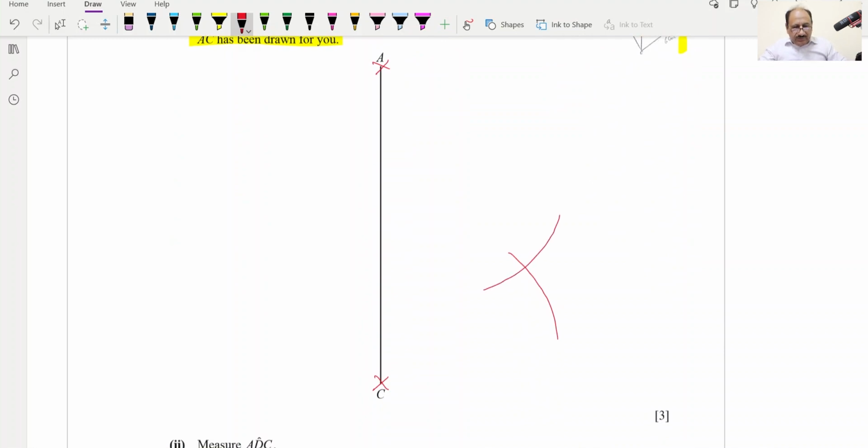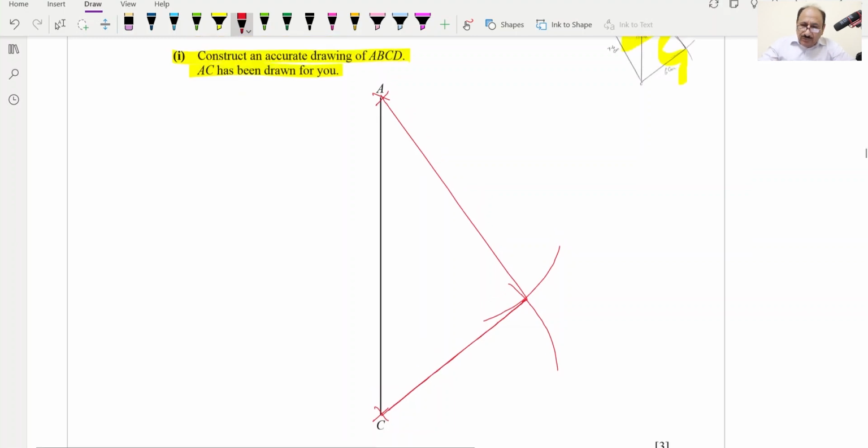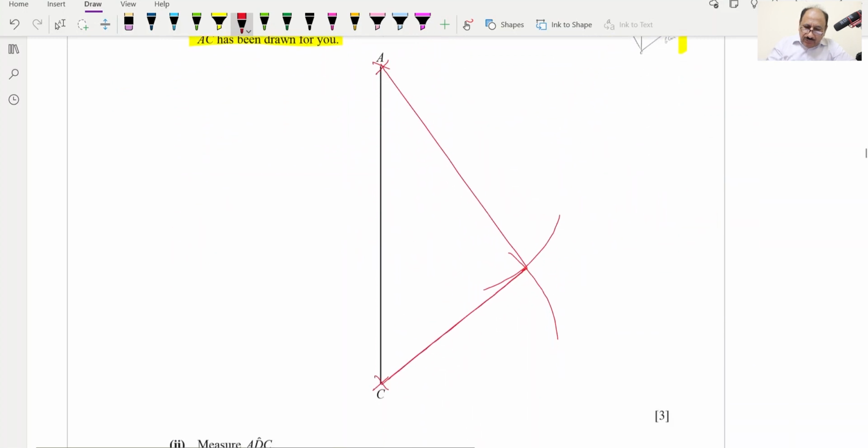And after making these two arcs, we will join this point with this one, and also this point with this one. So this will be our point, which is B point. Basically this is B point, so we can write B. This is 6 centimeters and this is 8 centimeters.